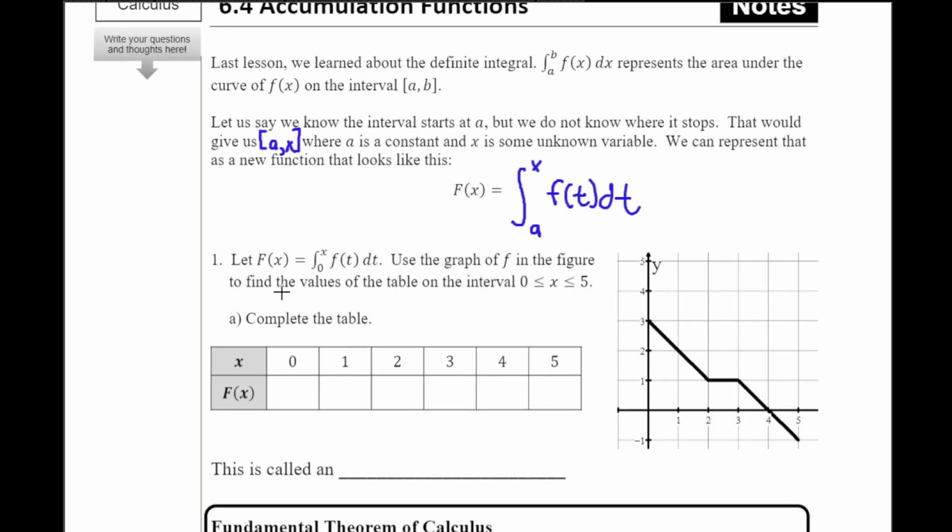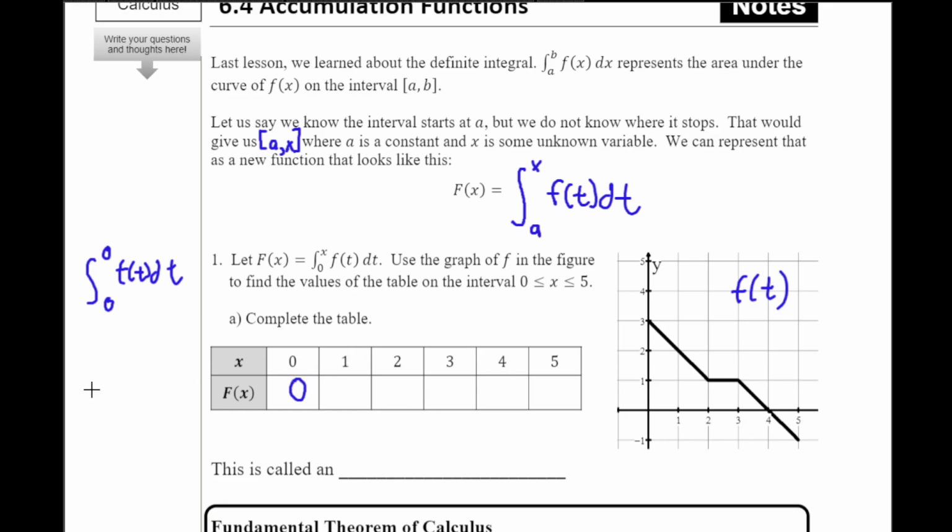So let's do an example here. Let capital F of x equal the integral from 0 to x f of t dt. Use the graph in the figure to find the values of the table on the interval 0 to 5. Complete the table. So if x is 0, what is capital F of 0? Capital F of 0 is just the integral from 0 to 0 of f of t dt. And keep in mind, this graph right here is f of t. So what's the area underneath this curve from 0 to 0? Well, that's just 0 because that's nothing.